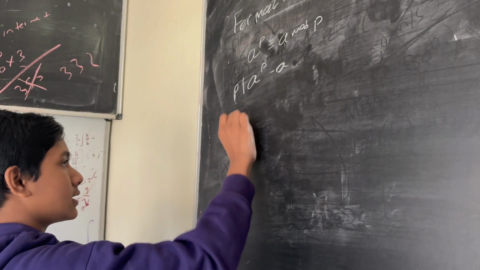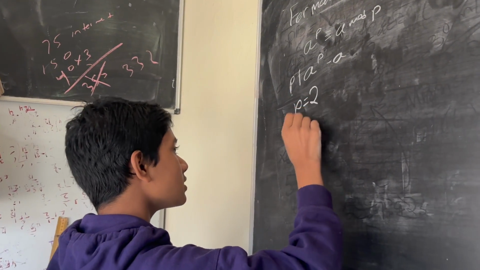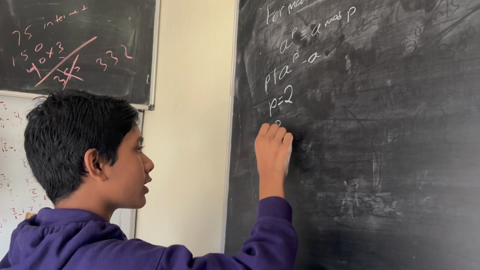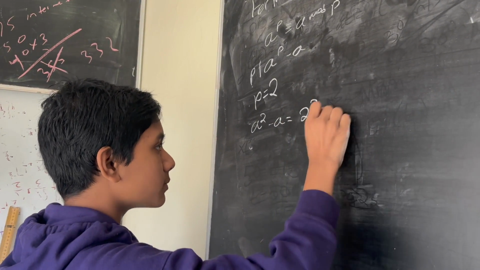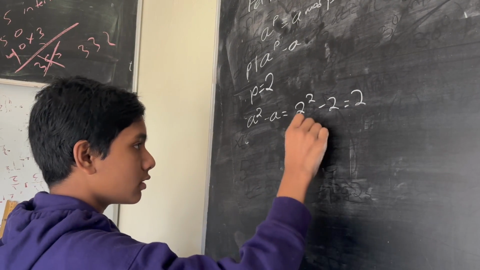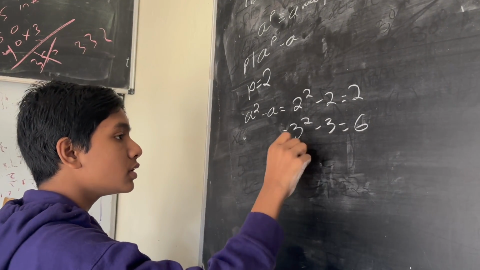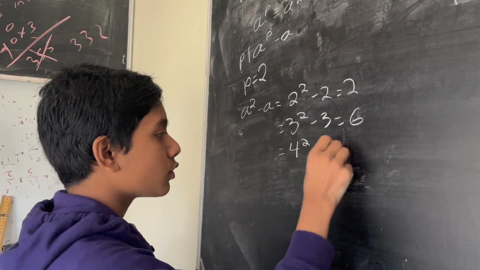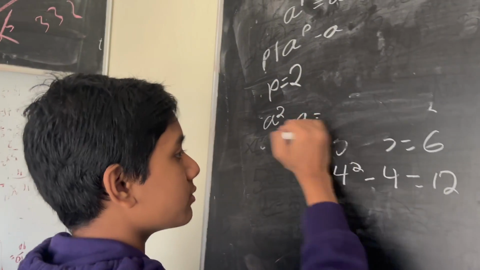So, let's start with an example. p is equal to 2. So, of course, a squared minus a is just equal to, for example, 2 squared minus 2. That's equal to 2. That's definitely divisible by 2. 3 squared minus 3. That's equal to 6. That's definitely divisible by 2. 4 squared minus 4. That's equal to 12. That's also divisible by 2. And you can just keep going.